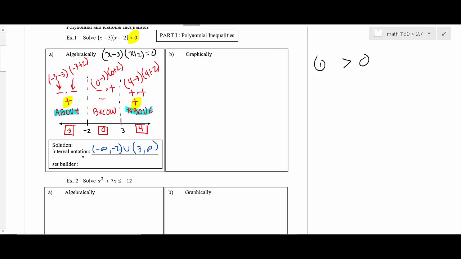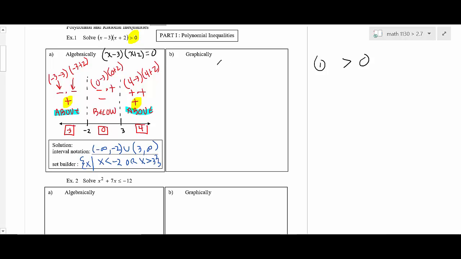In set builder notation, you just say set of x, and you just write the inequalities. This is going to be x is less than negative 2, or x is greater than 3. So you just name the inequalities like that. So that's the solution of the problem. That's how you would do that with a sign chart, which is what you're going to do most of the time. If it's fairly easy to factor and solve the equation, that's the way you go.